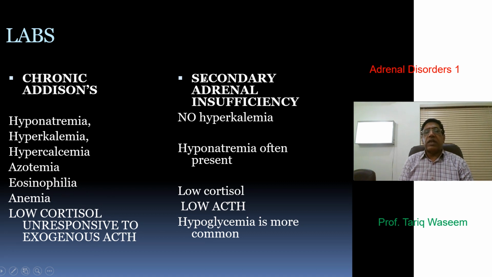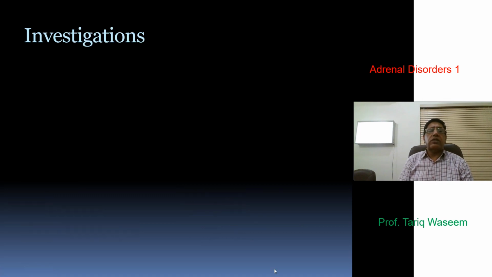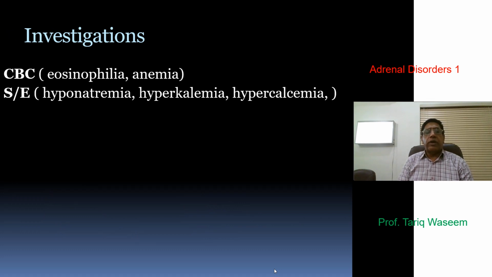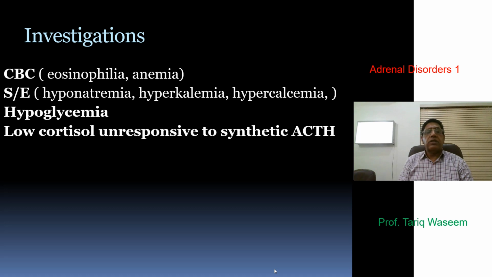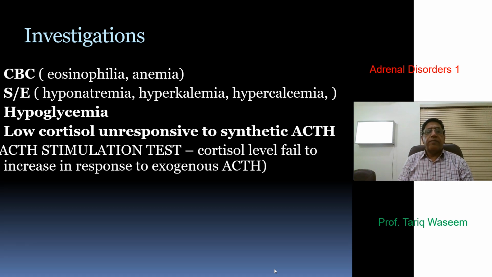But when you are thinking of a secondary adrenal insufficiency, these patients, as I said, do not have hyperkalemia or hyponatremia. Their cortisol is low and their ACTH is also low, and hyperglycemia is more common in secondary adrenal insufficiency. There may be eosinophilia and anemia. Electrolytes we already mentioned. Hyponatremia, hyperkalemia, hypercalcemia are features. Hypoglycemia is very commonly found in these patients. There is low cortisol, which is unresponsive to synthetic ACTH injection or stimulation.